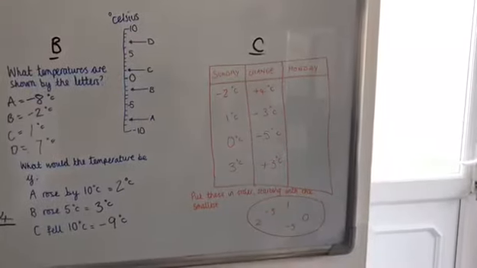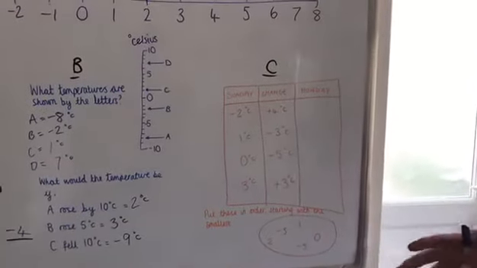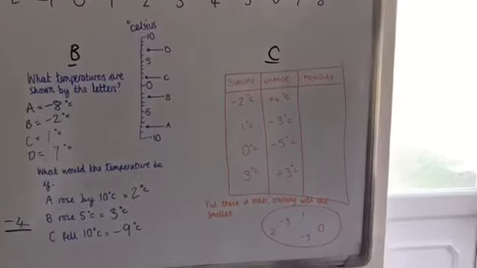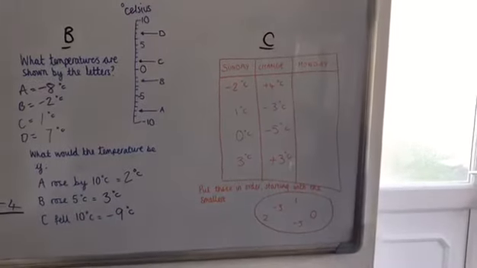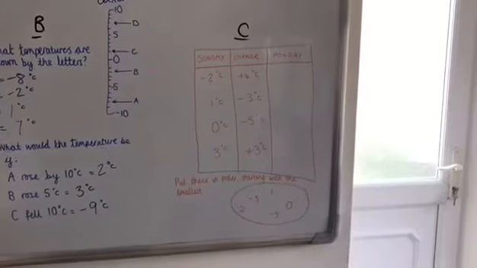Okay, and for section C, we're given this graph. So we can see here that on Sunday, it was minus 2 degrees Celsius, and the weather has increased in temperature by 4 degrees Celsius. So what is the temperature on Monday?